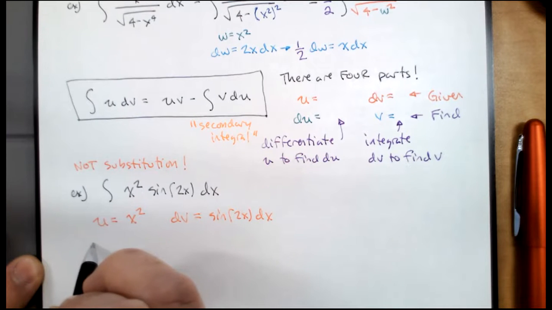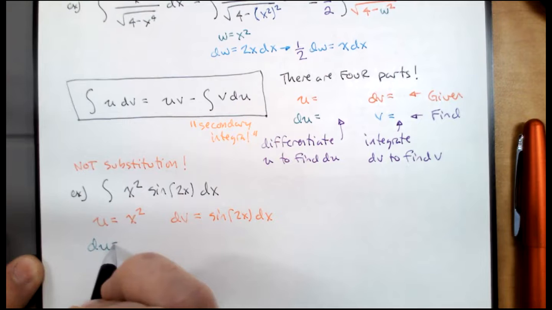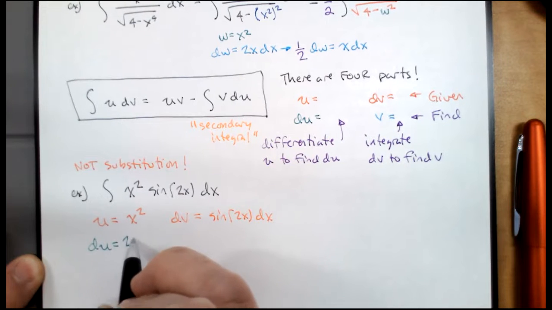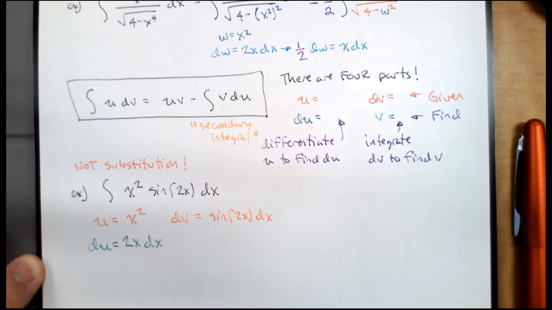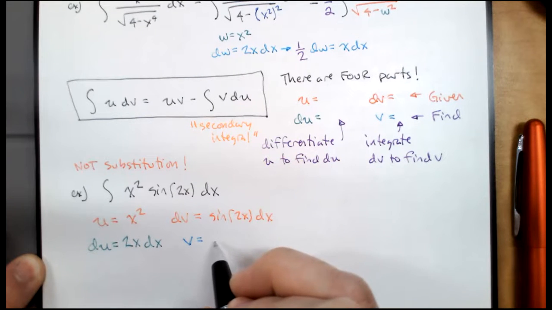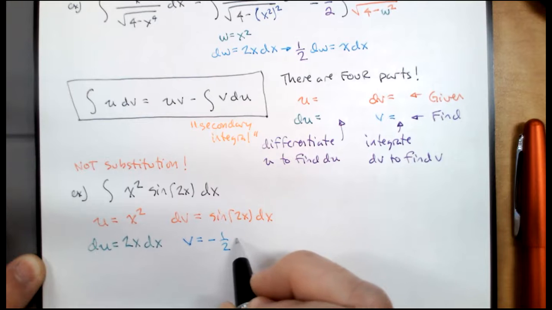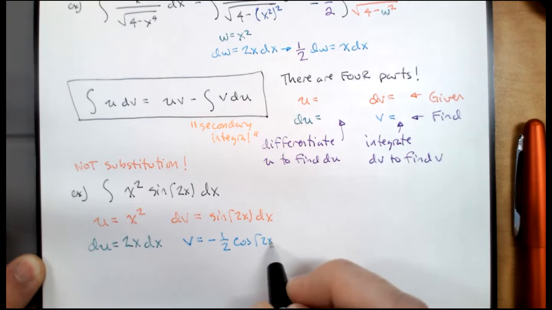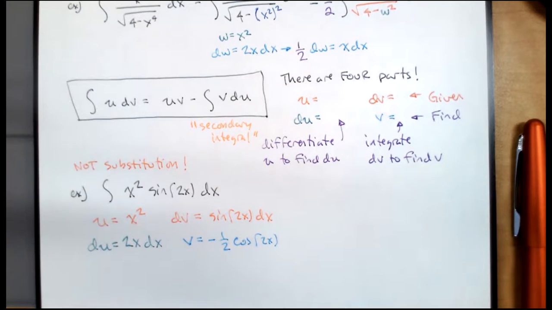We differentiate to find du. Derivative of x squared is 2x dx. And the integral of sine of 2x is minus 1/2 cosine of 2x. Remember, we're integrating, so the integral of sine is negative cosine. That 2, since we're integrating the 2x, is going to produce a negative 1/2 out in front.